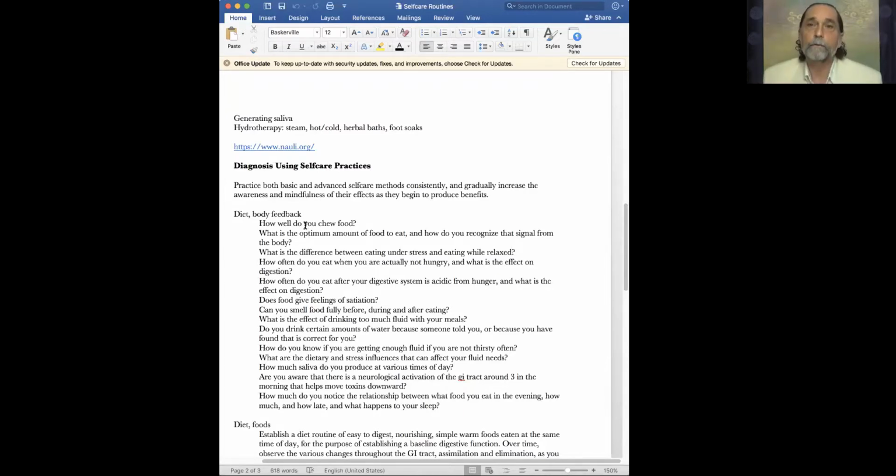So what's the optimum amount of food to eat? And how do you know? What's the signal to stop? And what's the difference between eating when you're stressed and when you're relaxed? And how many times do you eat when you're actually not really hungry? Or how often do you eat when you are past your point of hunger and your system is too acidic? And what are you going to do about it then?